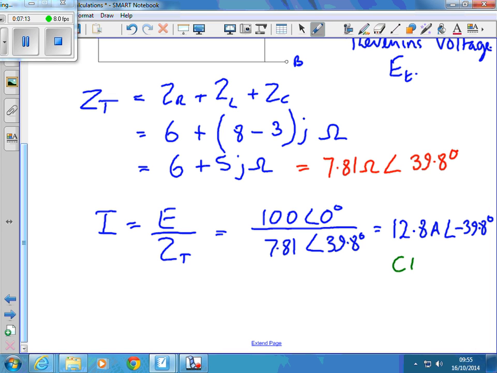Does that fit in with the word CIVIL? Remembering, what did we say this circuit is overall? It's inductive. We've got a current that's lagging the voltage by 39.8 degrees. In inductive circuits, the current is after, or lagging, the voltage. Always worthwhile to do that check. Does it look right? Yeah.